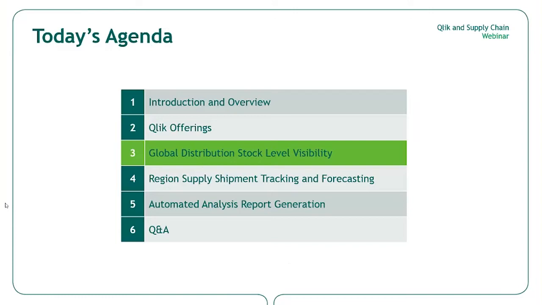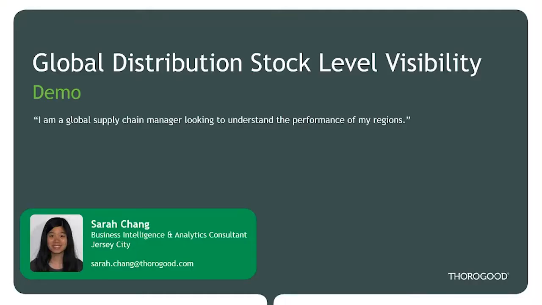So now we're going to actually jump into our first demonstration for the global distribution stock level visibility. For this demo, I am playing the role of a global supply chain manager responsible for maintaining a healthy supply chain across all regions in my company. I need to be able to quickly identify potential problem regions and identify ways of addressing those problematic regions.